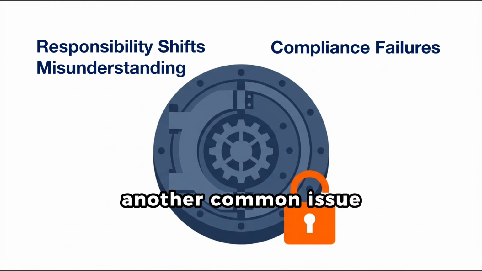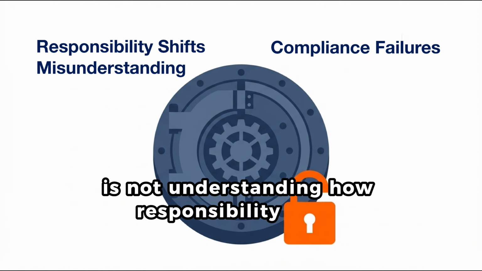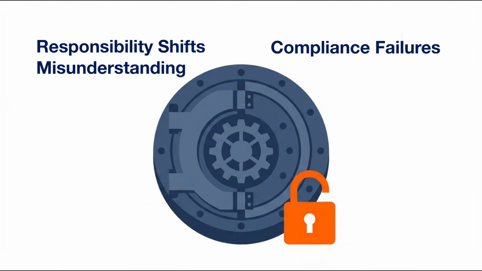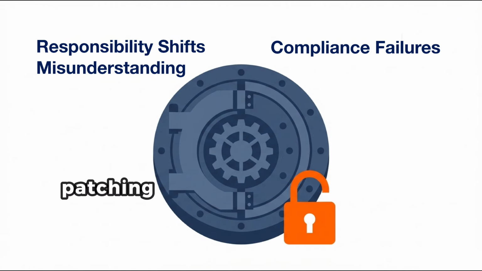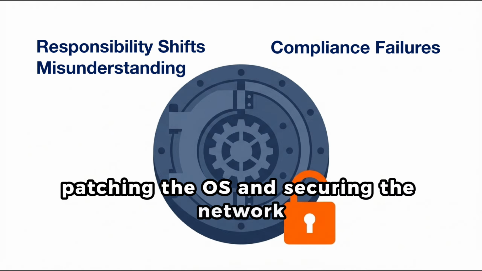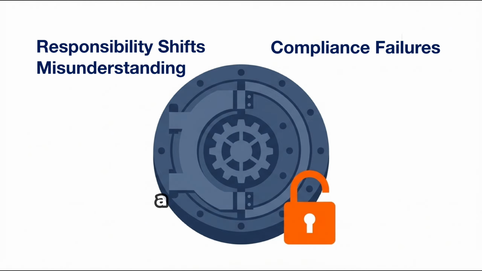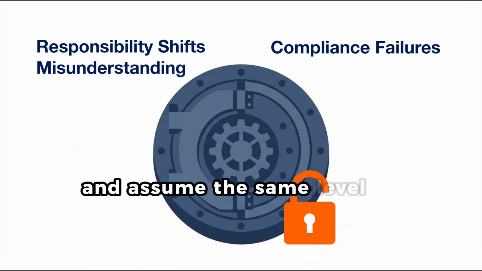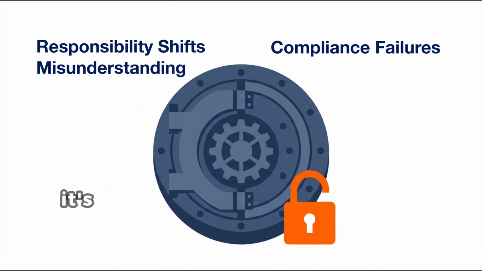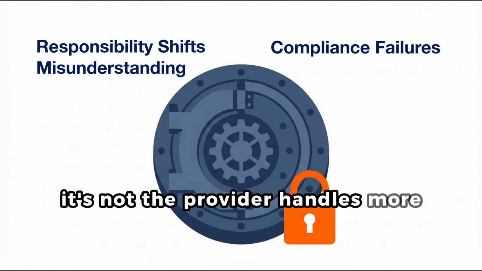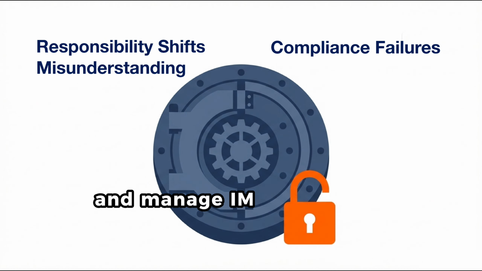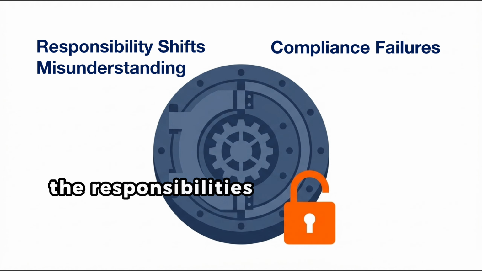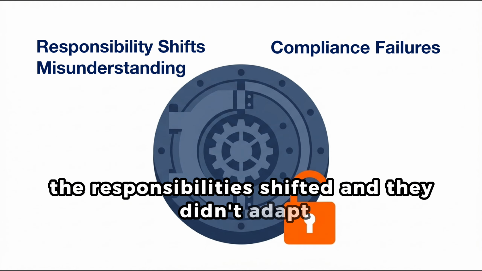Another common issue is not understanding how responsibility shifts between services. An organization might correctly manage their EC2 instances, patching the OS and securing the network. Then they start using Lambda, a PaaS offering, and assume the same level of management is required. It's not. The provider handles more. But they still need to secure their function code and manage IAM permissions. The responsibilities shifted, and they didn't adapt.